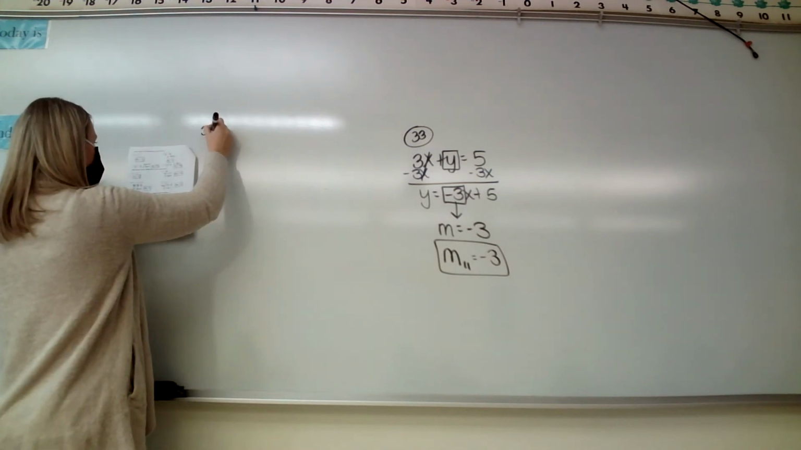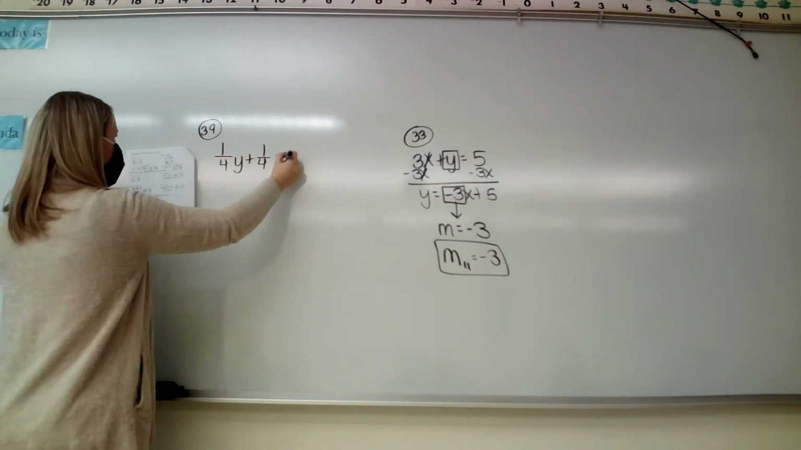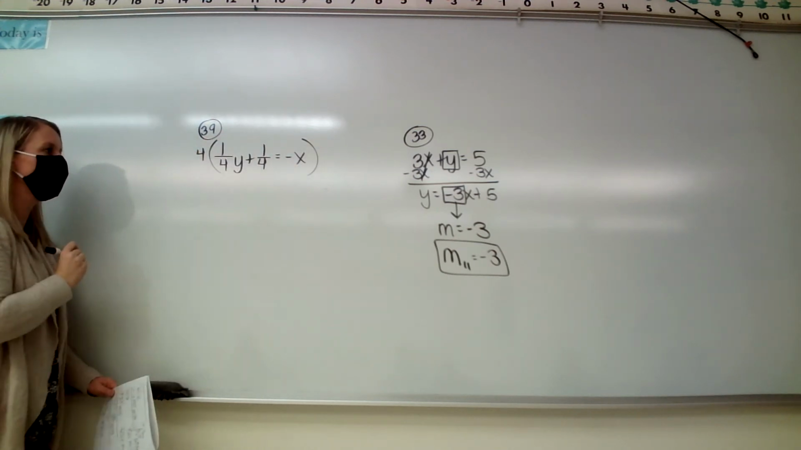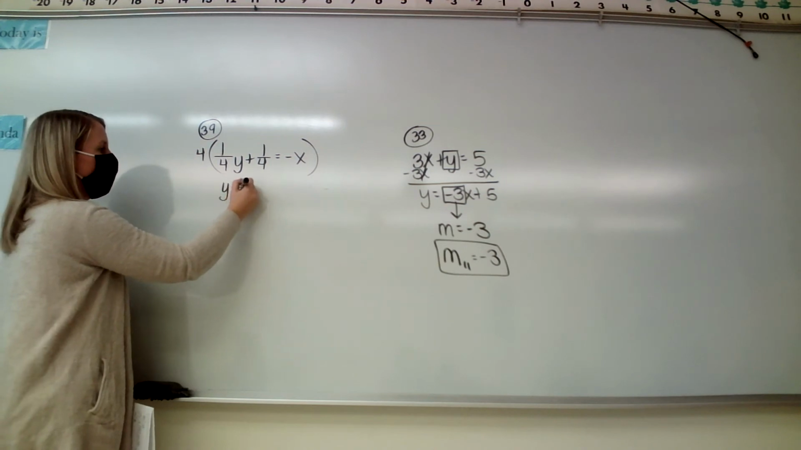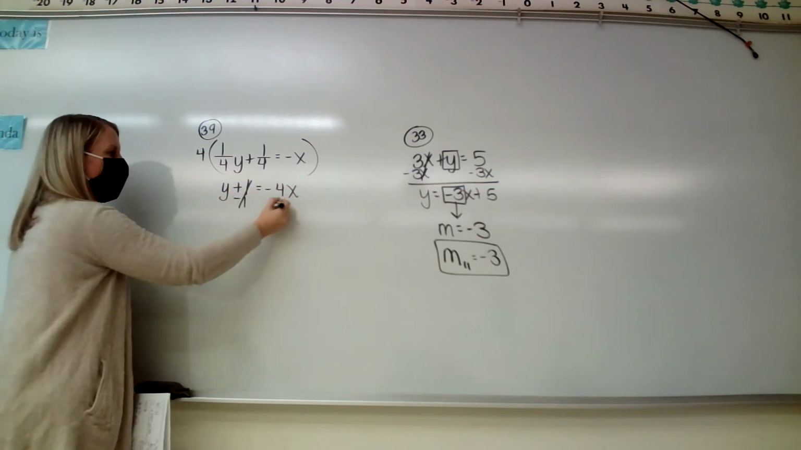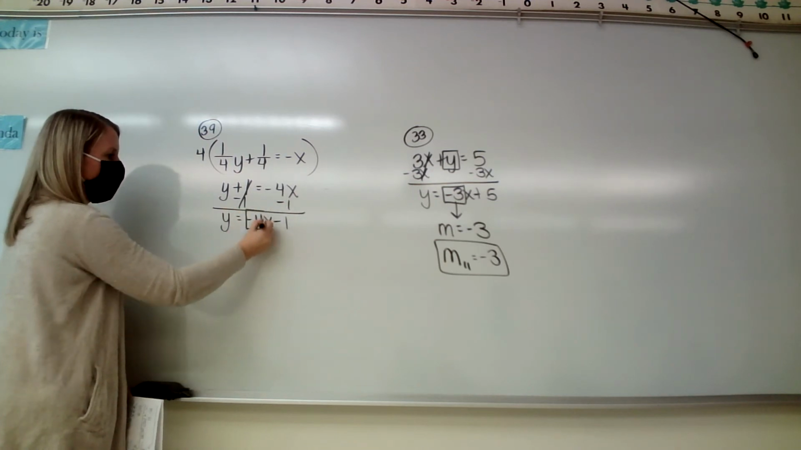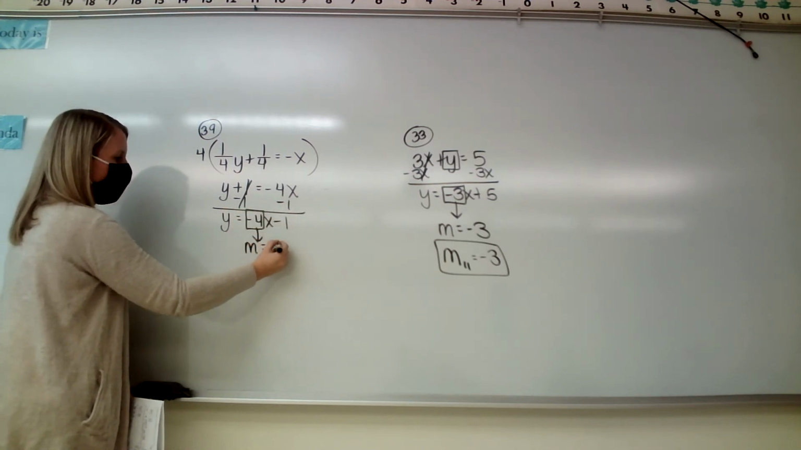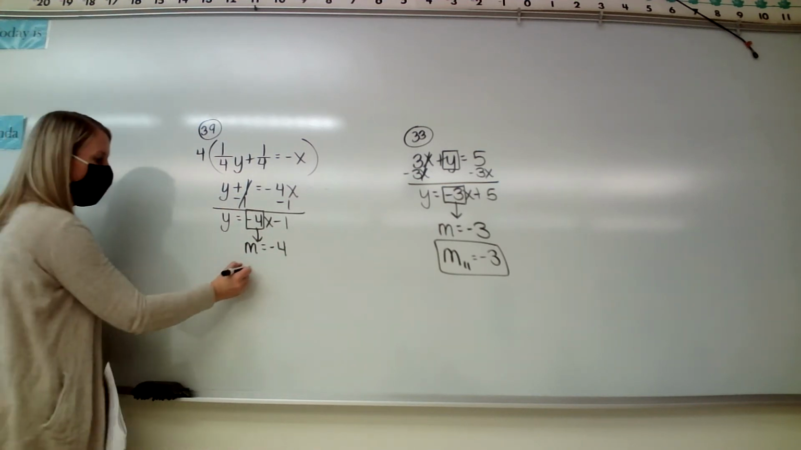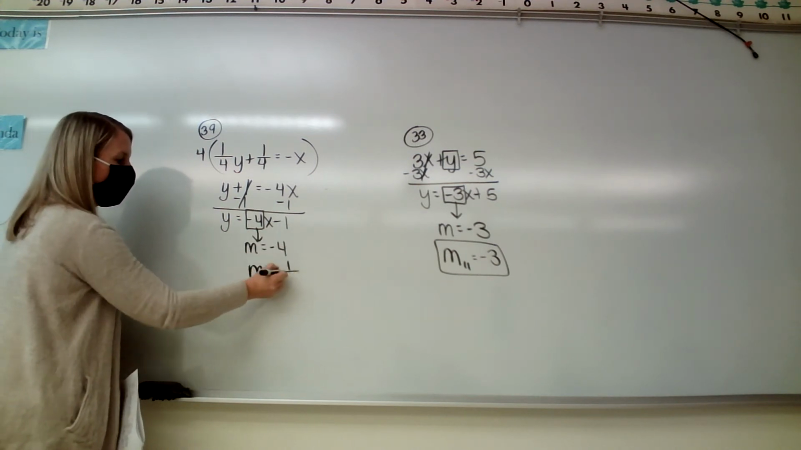Number 39 is kind of the same thing. Once again, those fractions always make us angry. If the fractions freak you out, get rid of them. Multiply everything by the common denominator, because then you're just left with y plus 1 equals -4x. I'm going to get it into y equals mx plus b form, and now I see where my slope is. My slope is -4. So once again, feel free to multiply by the common denominator, get rid of those fractions. This is a perpendicular, so it's the opposite sign, so this will be positive. Reciprocal will be 1/4.